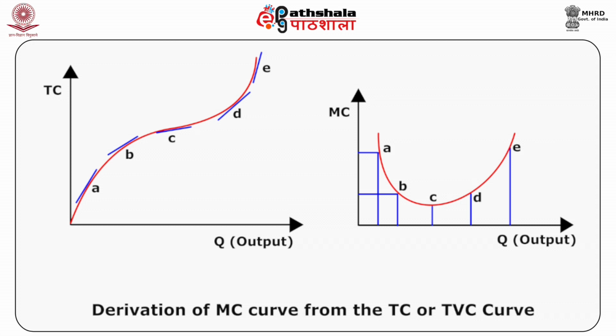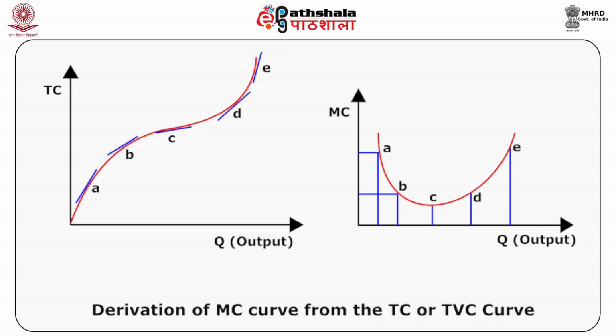At A, you would notice that the marginal cost is extremely high. Then at B, it goes down slightly. At C, it goes down further. But after C, you would notice that the slope of this small blue line, which is tangential, at D and E sharply increases. So what is the pattern? Look at the right hand panel.